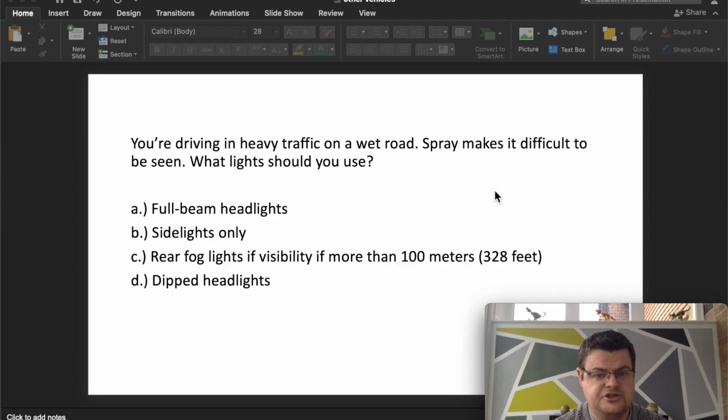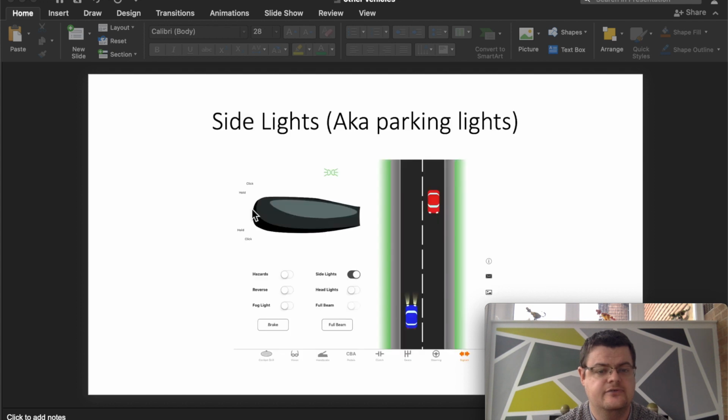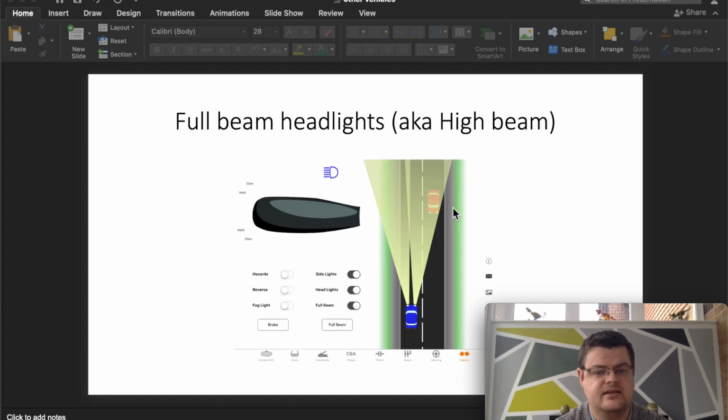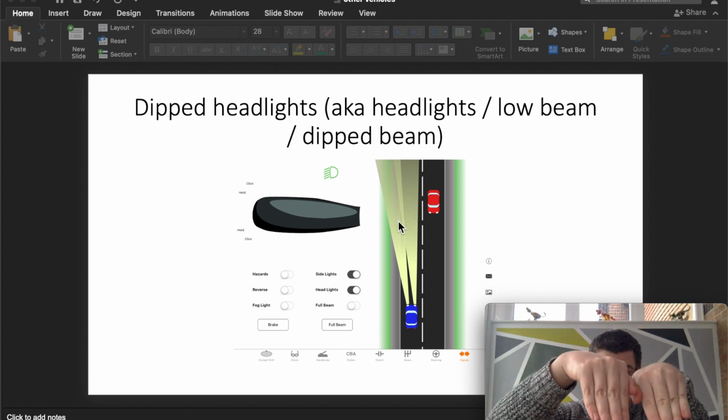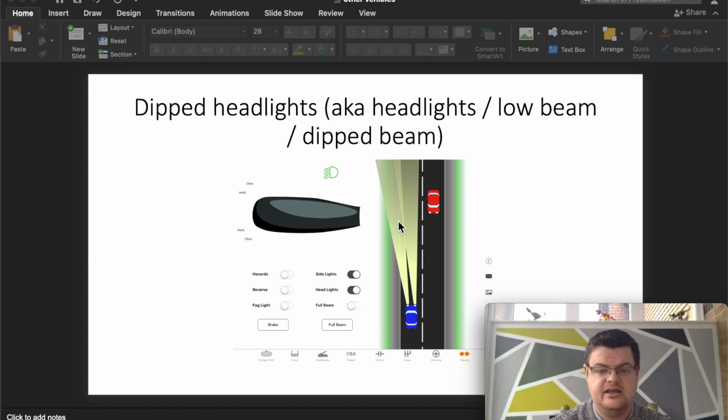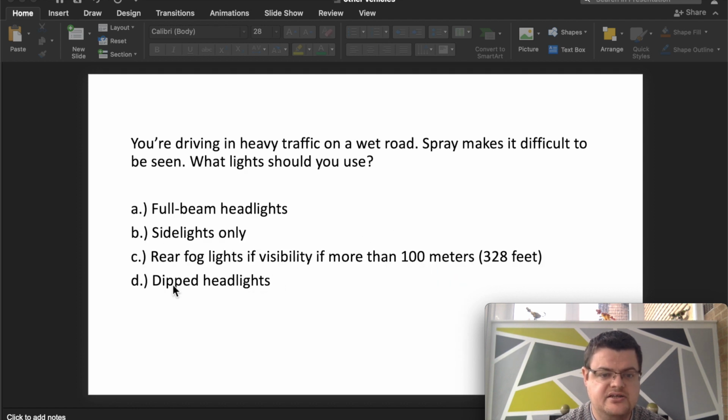So let's go back to the question. It's not going to be side lights, it's not going to be fog lights, it's not going to be full beam lights, because it says you're driving in heavy traffic. Full beam lights, if you're in heavy traffic, are going to blind the traffic in front of you. It's too bright. So it's going to be these ones, the dipped beam. They just light up the road in front of you, and they're not so bright that they're going to dazzle if there's a car in front that you're following, as they are dipped down to the floor slightly. They're not facing straight in your face like the full beam. So the answer is going to be dipped headlights.